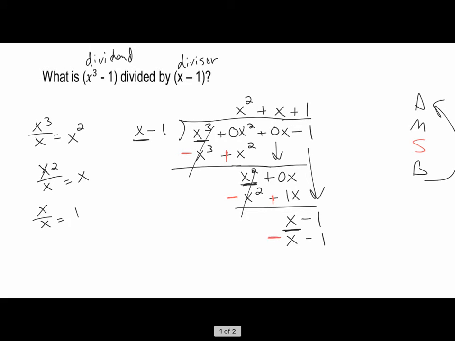And then we're going to subtract, so that changes those signs, which adds to 0, and actually adds to 0, meaning there is no remainder. Our quotient is x squared plus x plus 1.